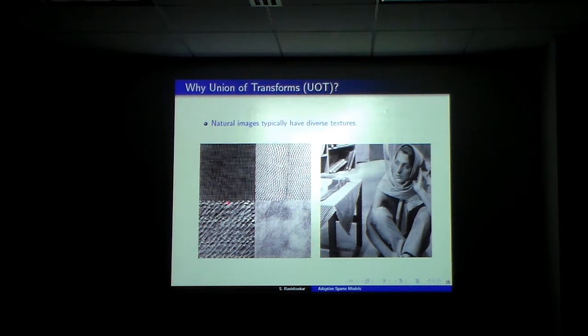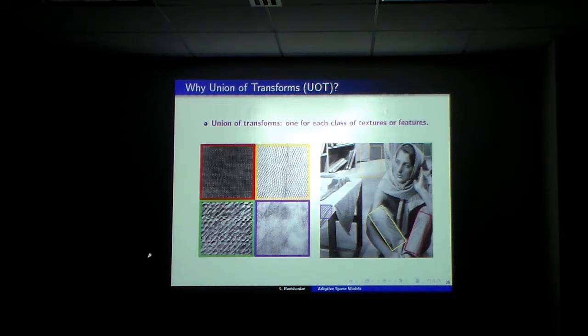Typically natural images have a lot of diversity in their content. For example, in this image you have a bunch of different textures. In this image you also have a bunch of different textures. Here you have a texture sliding this way, a texture sliding this way over here. Here you have another kind of texture, and here a different kind of texture. So with lots of different textures, it seems to be of interest to learn not a single transform to sparsify these very diverse structures, but to learn a bunch of different transforms.